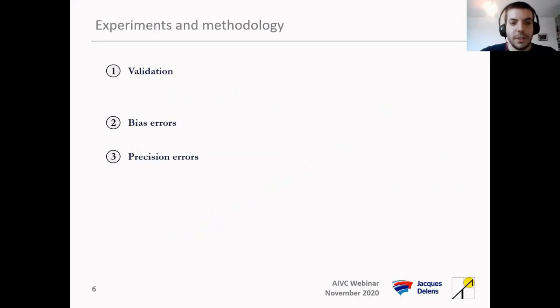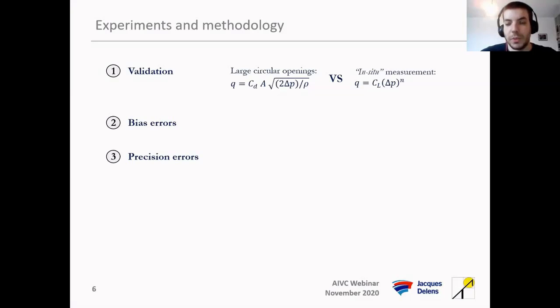I conducted 3 different types of studies. First, a validation study, then a study to quantify one source of bias errors, and then different studies for precision errors. So the validation is quite simple. I tested 4 circular openings that are calibrated and that behave using this equation. And I compared this to in-situ measurement, simple in-situ measurement of those calibrated openings. For the bias errors, I focused only on what I call the background leakage, which is in fact the airflow through the pressure chamber.